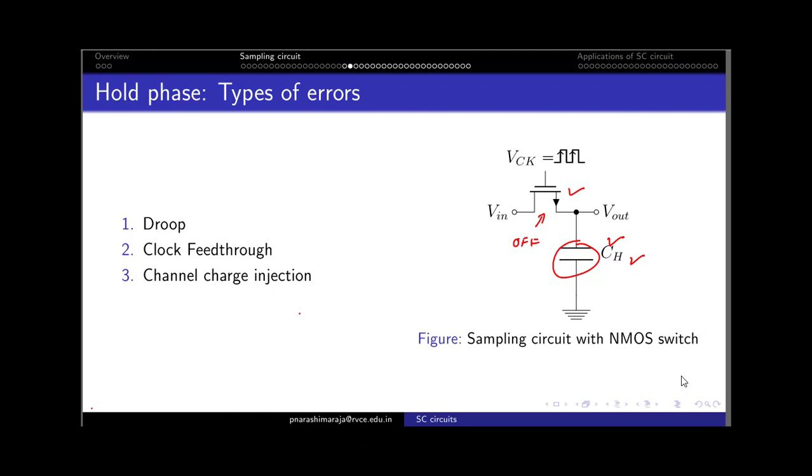One can categorize these errors into three types. The first one, the droop. The second is known as clock feedthrough. The third one, the channel charge injection. Now we will discuss the origins of these errors along with possible ways to rectify them.